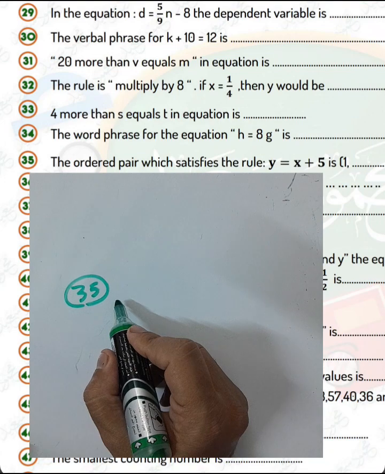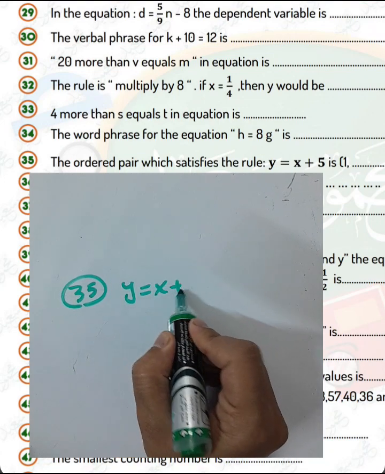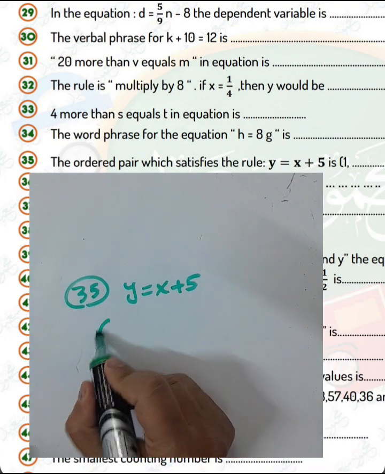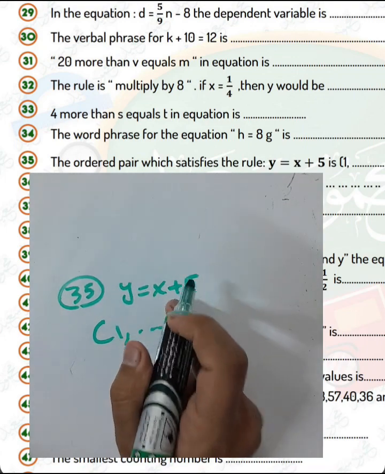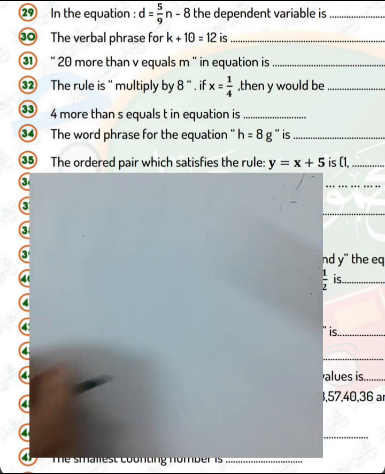The ordered pair which satisfies this rule, y equals x plus 5. We have 1 and what? Put x equal 1. 1 plus 5 equals 6. 1 and 6. Okay. The result here is 1 and 6.